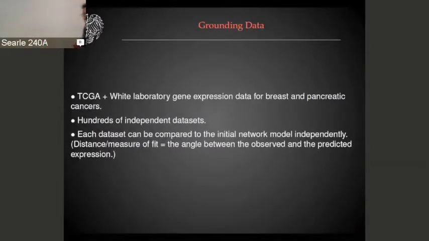And so let's talk about what kind of data we have. Essentially, all this is about grounding data, right? You read the initial network from the papers, and you have expression data from experiments, and we are essentially combining them. So those are the kinds of sources that we have. I'm not going to go too much into them.